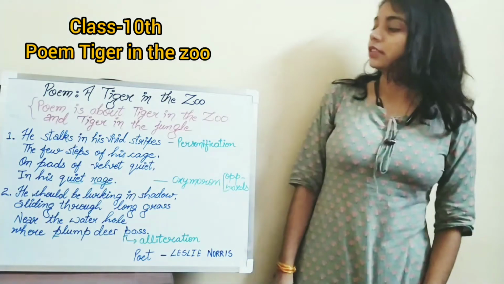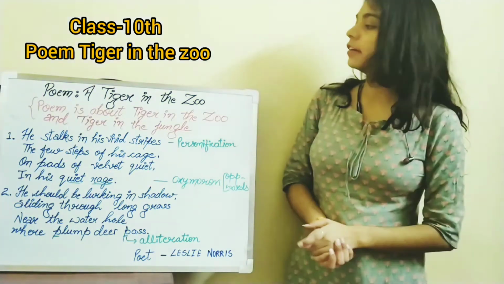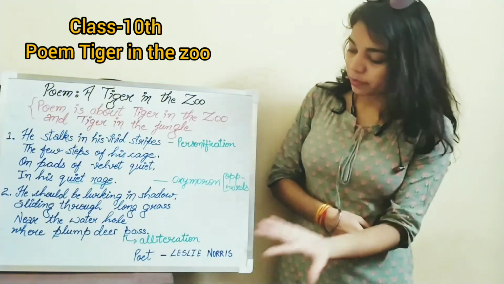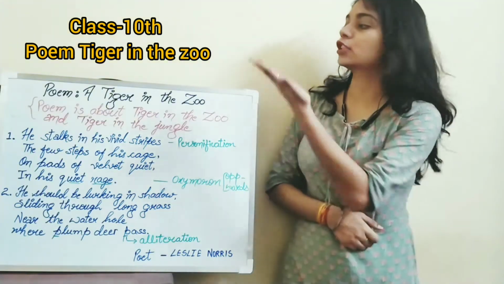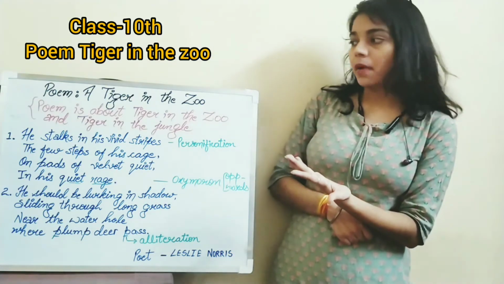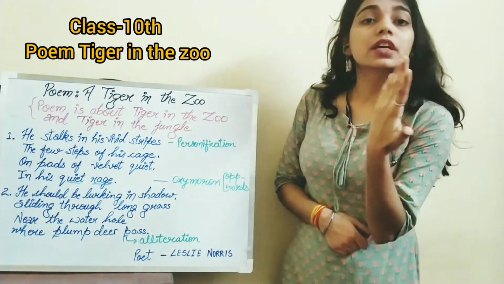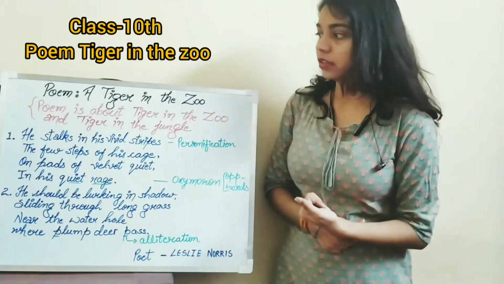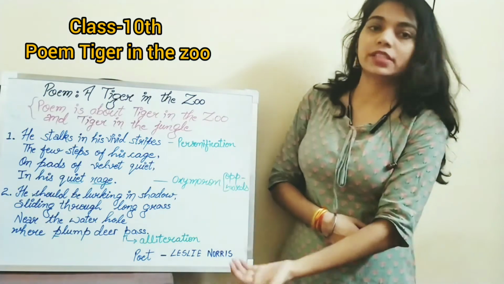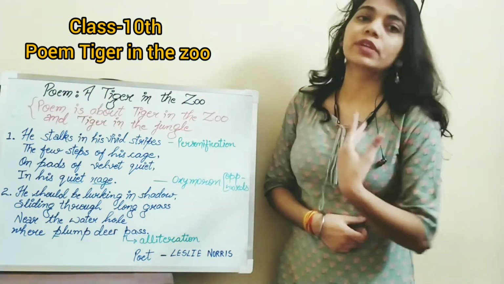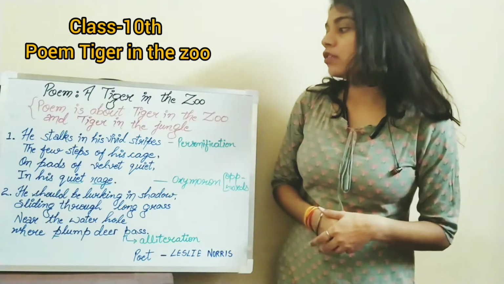So welcome back learners to the channel Unified Learning, and today we'll be doing the poem A Tiger in the Zoo. It's written by the poet Leslie Norris, and this poem is from your book First Flight. This poem is about the comparison between the tiger in the zoo and the tiger in the jungle. We'll be doing three poetic devices along with the poem stanzas. So let's read the first stanza.